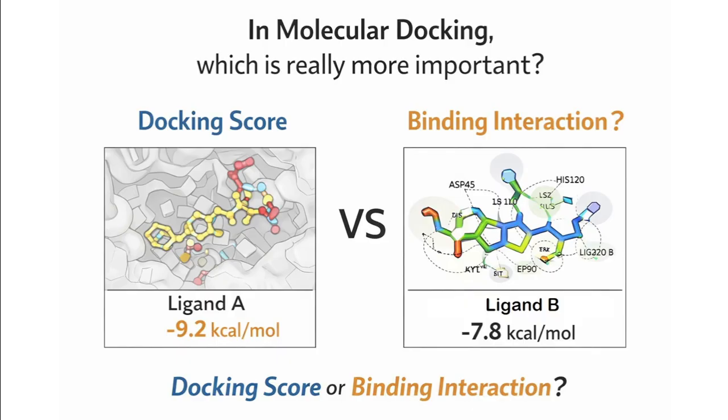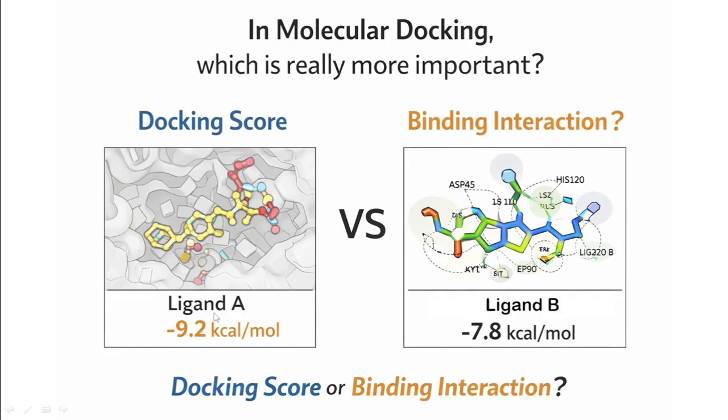So, first let us understand what a docking score actually means. A docking score is the estimate of the binding affinity between a ligand and a protein. Most docking programs express this value in kilocalories per mole or simply as a docking score. And a more negative docking score means stronger binding affinity between the ligand and the protein.